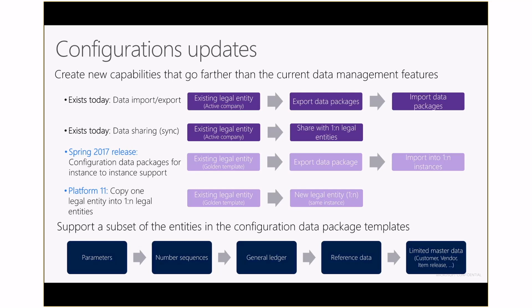The scope is parameters, number sequences, ledger, reference, and some limited master data. For copy legal entity, it's pretty much anything that you can export and then import, you can copy. So if you can't export it or you can't import it, you shouldn't expect that the copy will do anything better than that. We are using the existing export-import framework with some special performance enhancements to make sure that it goes fast. But again, if you can't export it or you can't import it, you can't copy it. On the other hand, if you can import it or export it, you can copy it. So that's what we did.